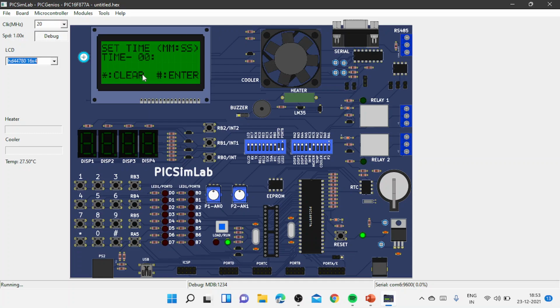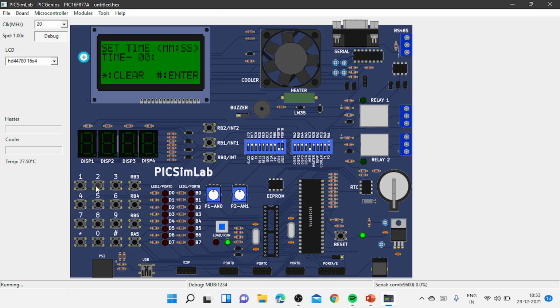Our preheating time is ended. After the 3 minutes of preheating, it will ask us to enter the time. For our convenience, let me enter 6 seconds. If we want to clear, we can use this asterisk. If we click the asterisk, it will show 0. Okay, we can use this switch like that.